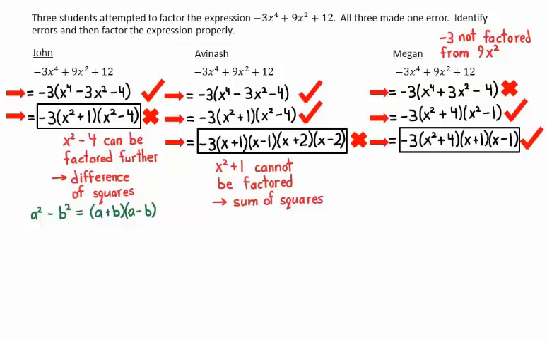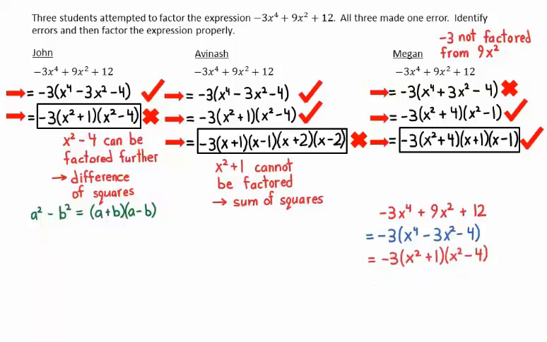To do this question correctly, first, as was done by John and Avinash, factor out the negative 3, giving x to the 4 minus 3x squared minus 4. We then have to look for 2 numbers that multiply to give negative 4 and add to give negative 3. These numbers are positive 1 and negative 4. We then write this as negative 3 times x squared plus 1 times x squared minus 4.